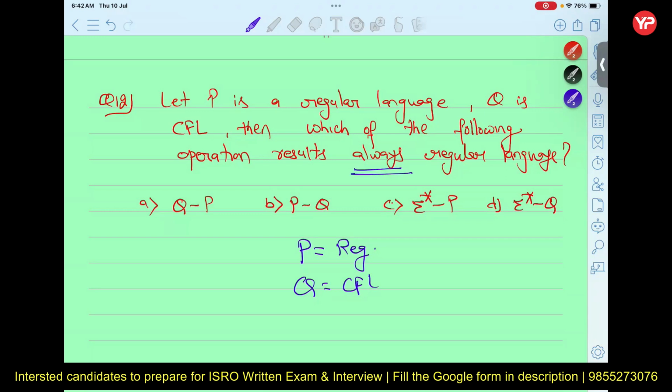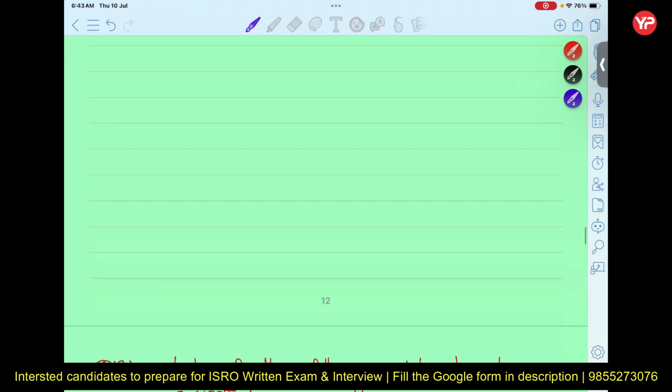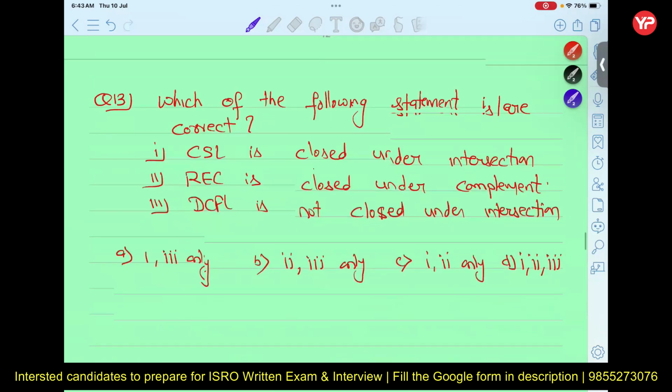In this case, my dear students, we know that we have a closure property that regular minus regular is always regular. So sigma star is what? Regular. P is what? Regular. So it always gives you regular. C is the right answer. Again, you have to know the closure and decidable properties.